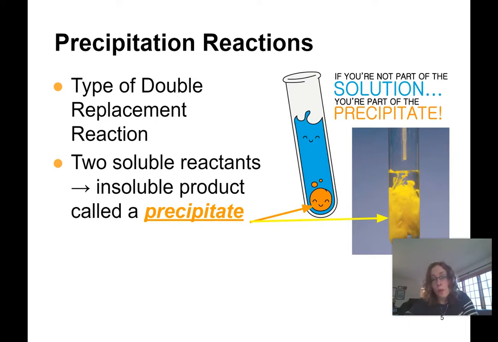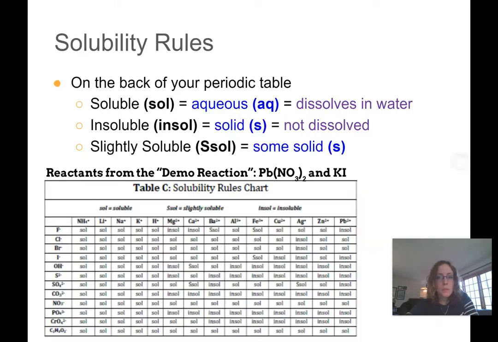And so we'd like to be able to figure out what chemical that is, how do we know what chemical that is, and what chemical is still dissolved in the water. This is just a quick recap of the solubility rules, which we talked about a little bit before the break. You can find this on the back of your periodic table, so find it right now.